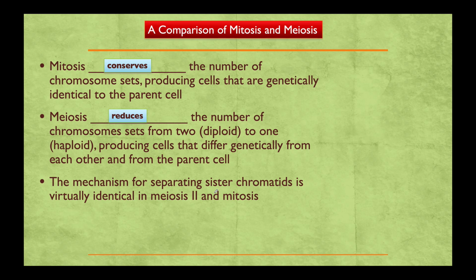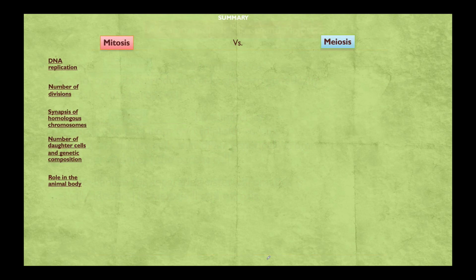And another thing we could say about meiosis is, remember, these happen in the gonads. Okay, gonads are the sex organs, right? And that would be the ovaries in females, and it would be the testes in males. That's where this process happens, meiosis. But mitosis happens everywhere else but the gonads, okay? So most of your cells use mitosis and not meiosis. And the last thing, the mechanism for separating sister chromatids is virtually identical in meiosis 2 and mitosis.